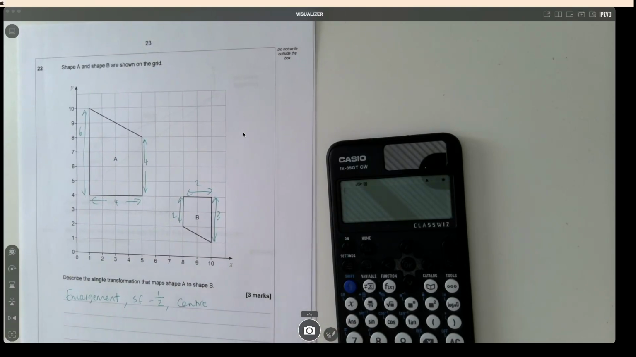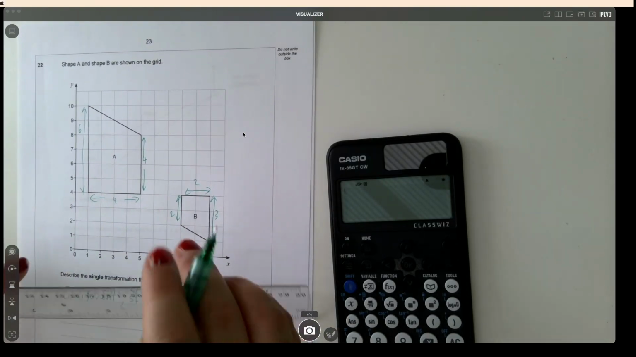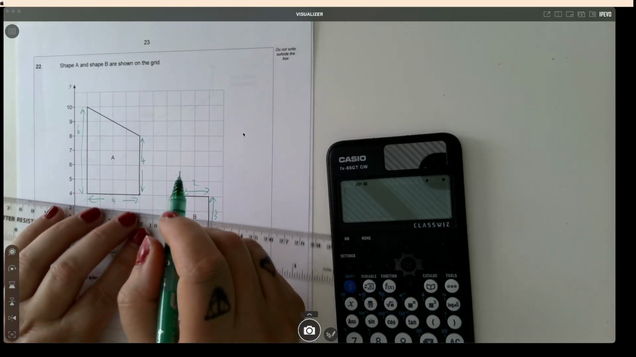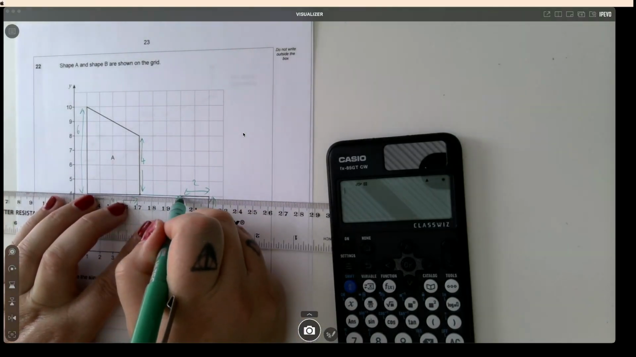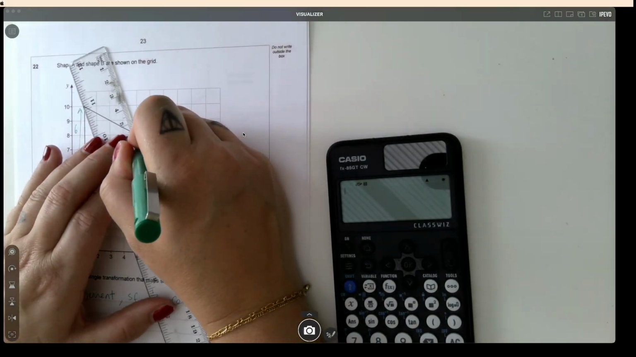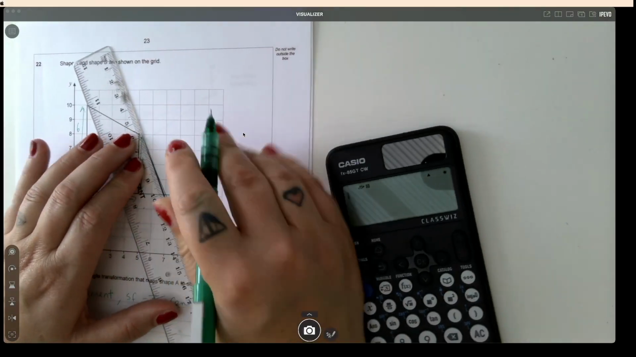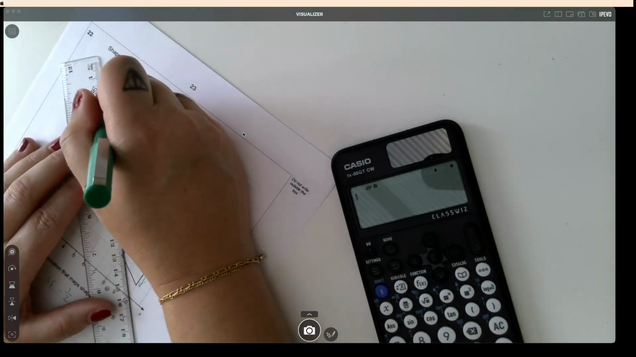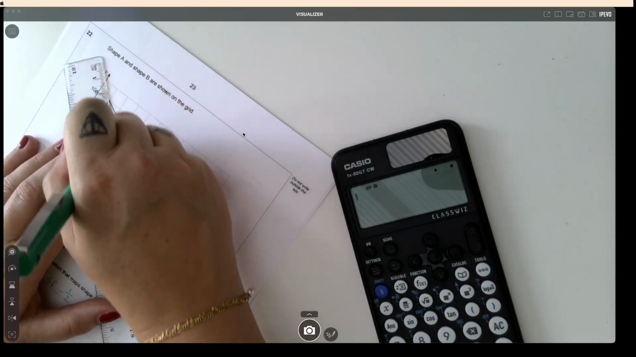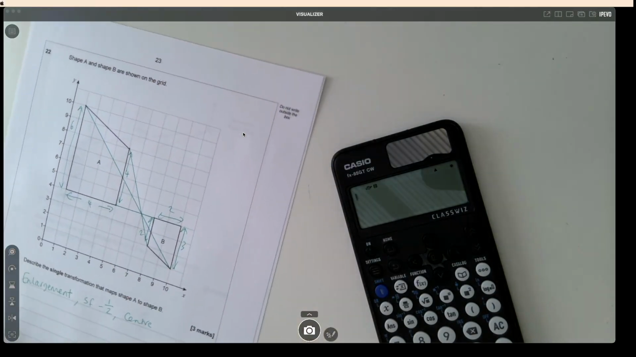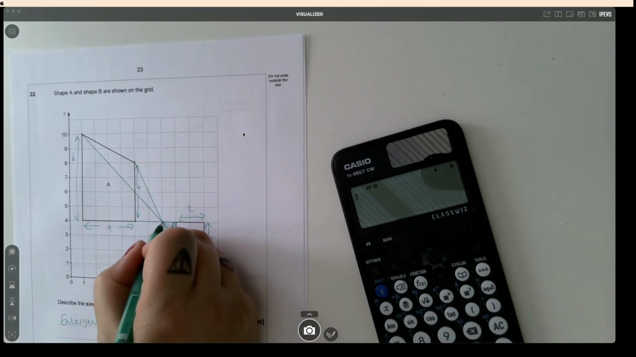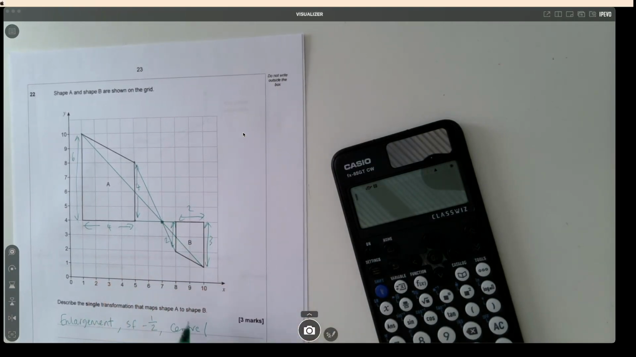We now need to find the centre of enlargement. So hopefully by matching up the corresponding sides, they should cross at a point that identifies the centre of enlargement. So you can see here, it's at 7, 4.